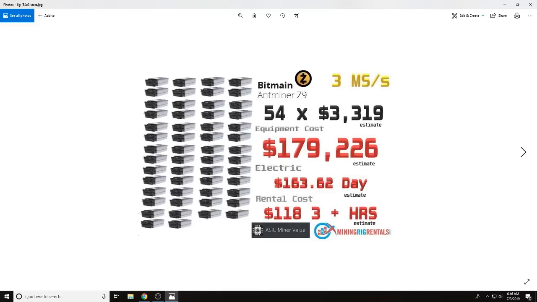So there's your cost there. 3 million souls per second at Z9s would be 54 of those. Your initial cost would be $179,000. Cost us $118.03 for that rental.